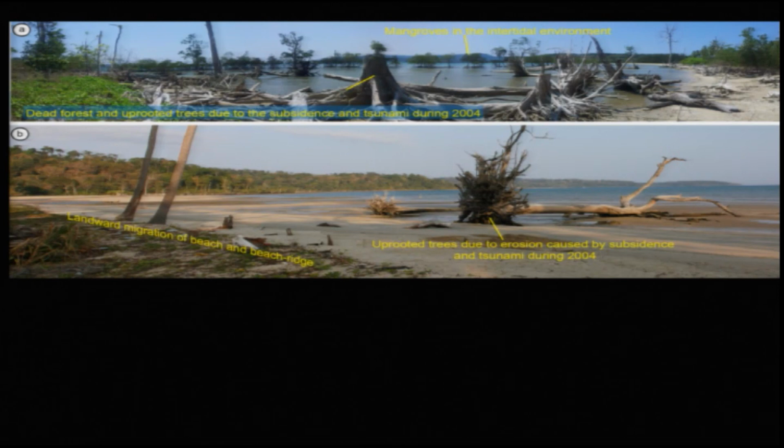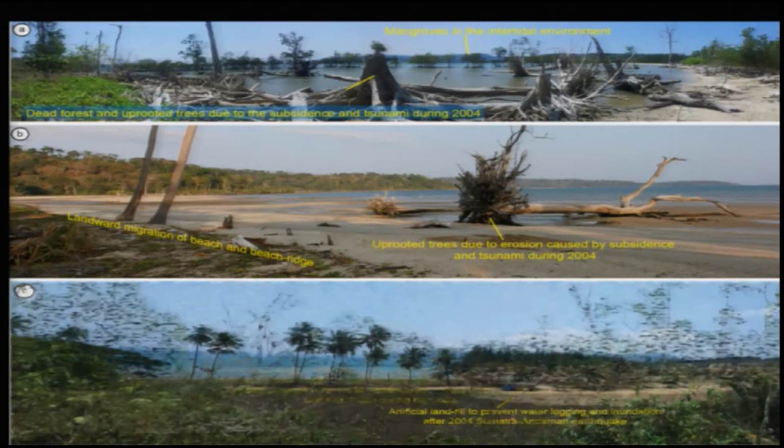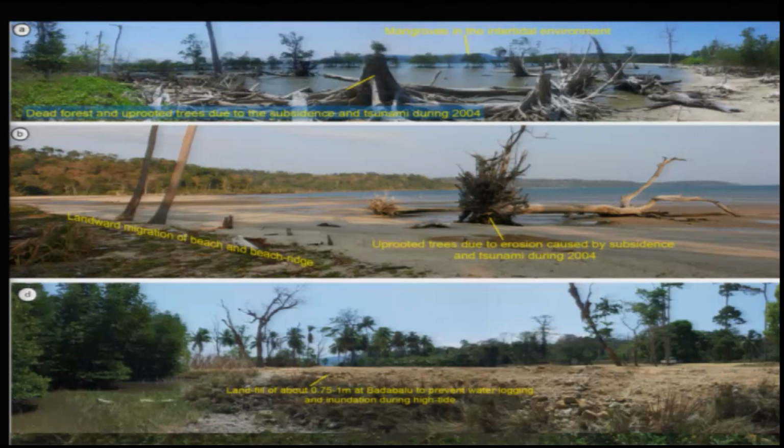So, we also found some dead trees and dead forest and uprooted trees due to subsidence and due to the massive erosion by the 2004 tsunami, and these are all indications of that. So, the beach used to be here, but now the beach has moved towards land. Okay. So, local people have artificially filled the area to protect against the inundation and safeguard their agricultural fields. So, this is what it shows, that the landfill they did in this area was almost 1 meter.